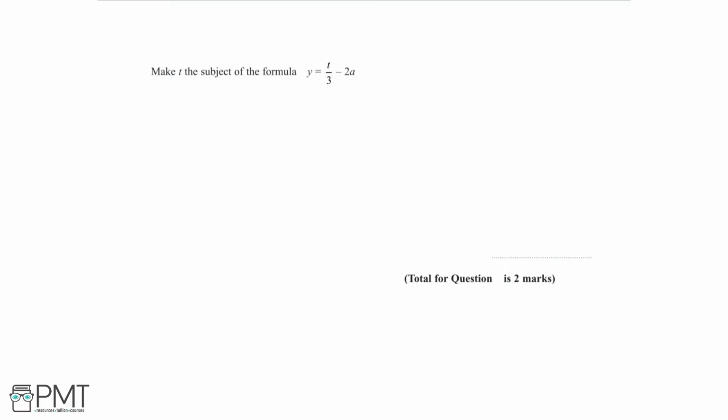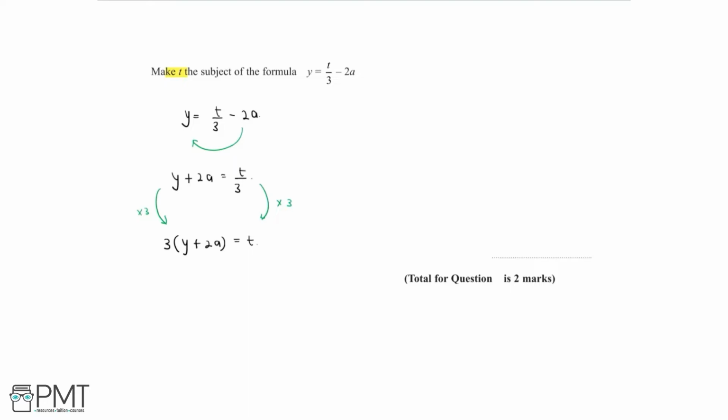In this question, we're asked to make t the subject of the formula y equals t/3 minus 2a. Now we can start by moving the minus 2a over to the other side. And so we'll end up with y plus 2a is equal to t/3. Now to make t the subject of the formula, we want t on its own. And so to do this, we can multiply both sides by 3. And so we'll end up with 3 brackets y plus 2a is equal to t. And so we've now made t the subject of this formula.